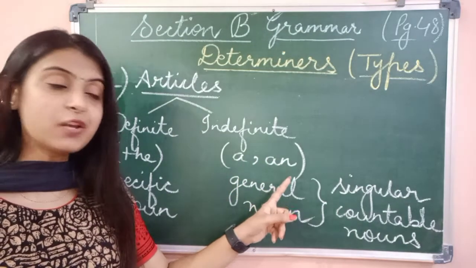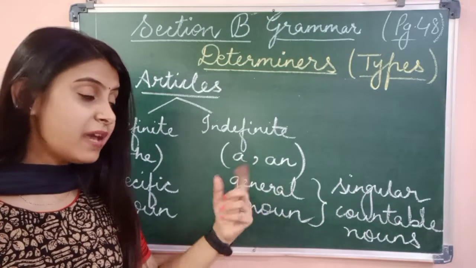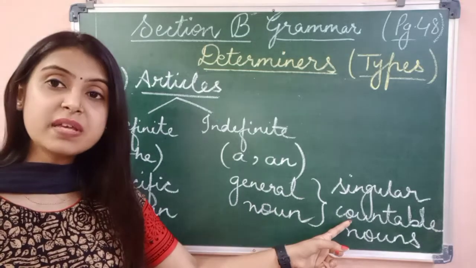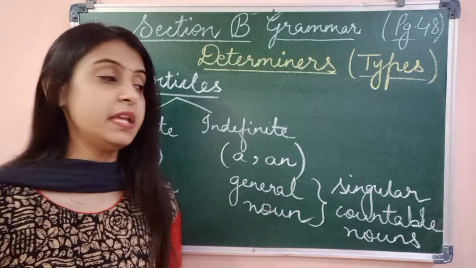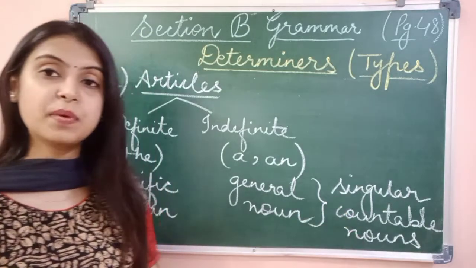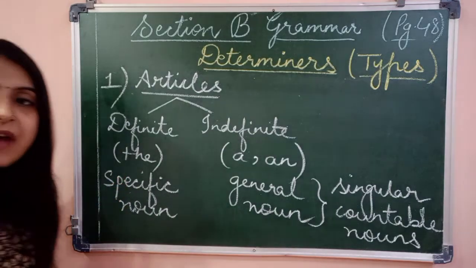Also, you cannot say I want a water. So why will we not say that? Because water is uncountable. So indefinite articles are only and only used before singular countable nouns, and the definite article the is used to specify a noun.